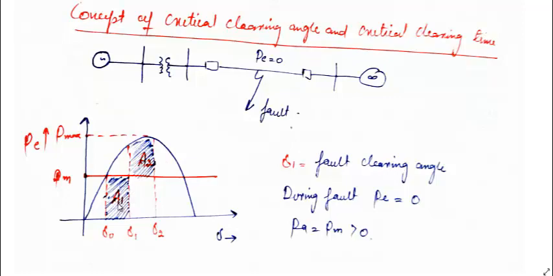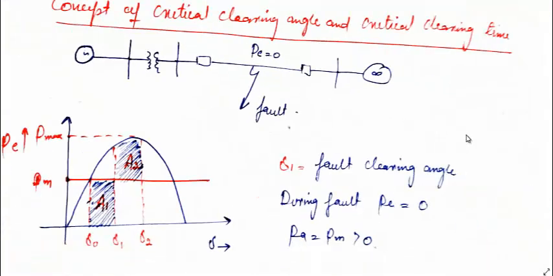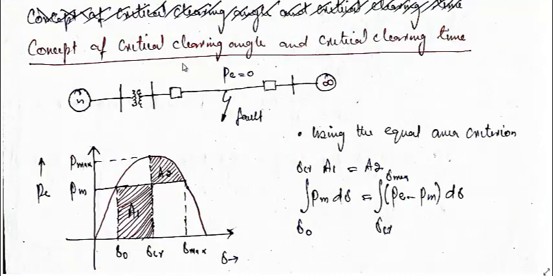Now we will discuss the limiting condition. This concept of critical clearing angle and critical clearing time is the same thing, but here we are discussing the critical clearing angle. That means the angle at which we clear the fault before it goes unstable, before it loses synchronism. Let us say that angle is this. When this accelerating area is covered, and there is some decelerating area which is just equal to this accelerating area, we can calculate in this case delta CR.